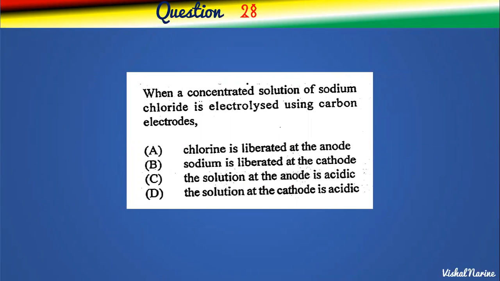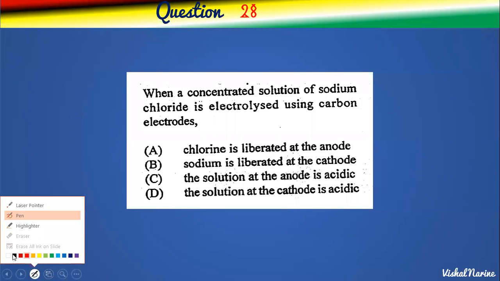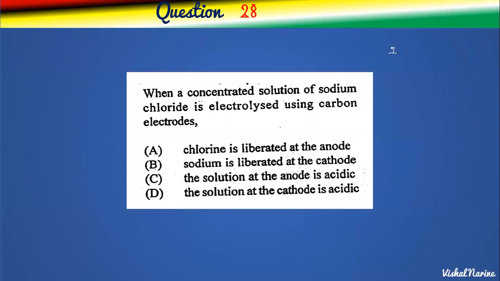Question 28, on the topic of electrolysis, asks you, when a concentrated solution of sodium chloride is electrolyzed using carbon electrodes, what actually happens? So just identifying the ions present in this system. From the sodium chloride, it is going to be sodium ions and chloride ions, and the water is going to give us H plus and OH minus ions. So these cations will be going towards the cathode, and the anions towards the anode.